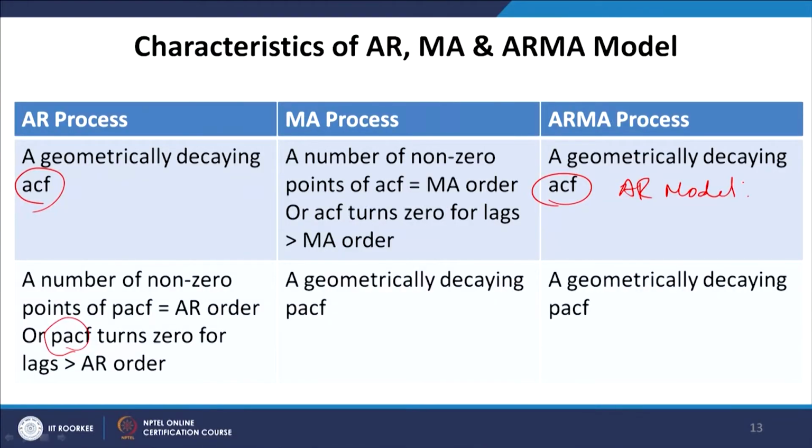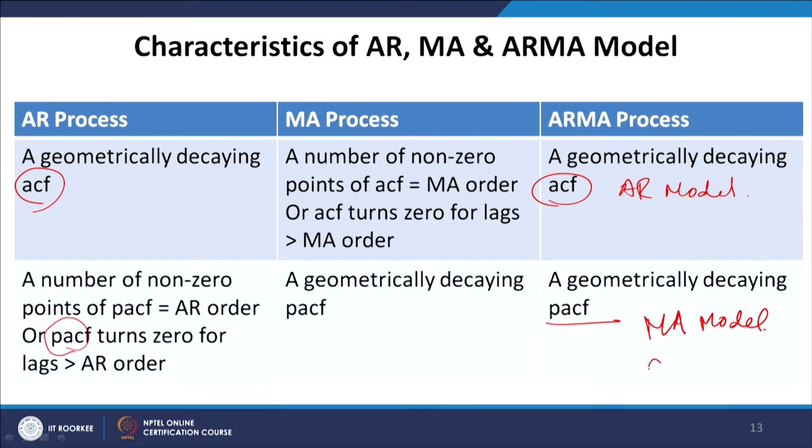For MA processes we have a geometrically decaying PACF. The reason is that, if you remember, an AR(1) process can actually be expressed as an MA infinite series, right. And similarly, as a result we can say that a geometrically decaying PACF is observed for an MA process. A geometrically decaying PACF will also be observed for ARMA processes, because here the MA model will dominate.